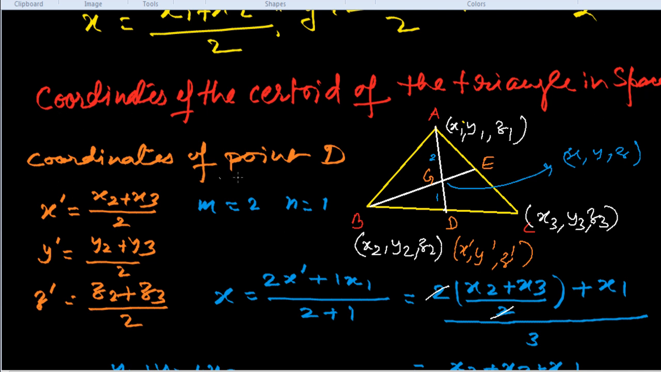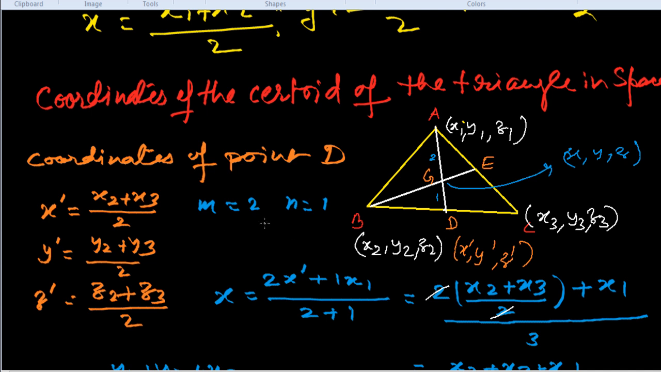Here the coordinates of a point D: by the midpoint formula, AD is the median. We assume the coordinates of the midpoint are x dash, y dash, z dash, and we can easily find them through the midpoint formula, because B has coordinates (x2, y2, z2) and C has coordinates (x3, y3, z3). By the midpoint formula, x dash is (x2 + x3) over 2, y dash is (y2 + y3) over 2, and z dash is (z2 + z3) over 2. The centroid G divides the median in a 2:1 ratio, 2 towards the vertex and 1 towards the side.